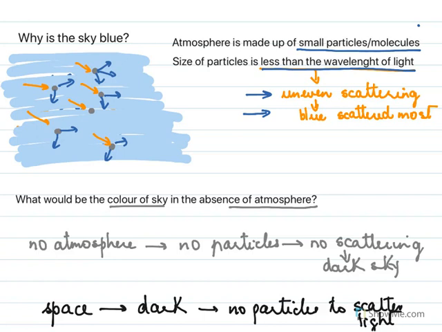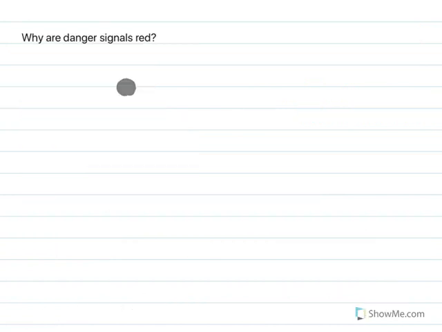So here we learn why the sky is blue. The sky is blue because the particles are very small, smaller than the wavelength of light, and the blue light gets scattered more than the red light. And that's the reason why if there's no atmosphere, there would be no particles, no scattering, and the sky would appear dark. And that's what happens in space. In space, the sky is dark because there are no particles to scatter light.